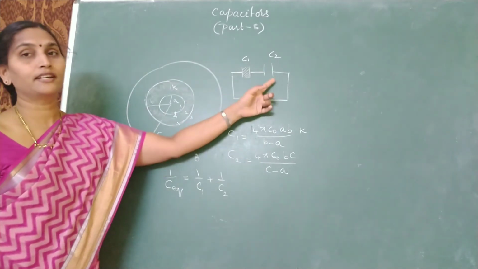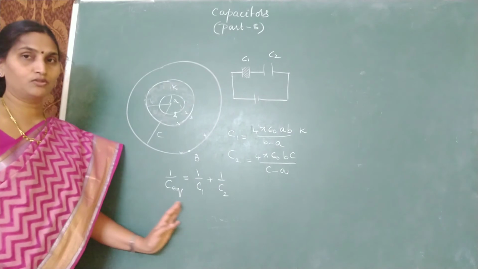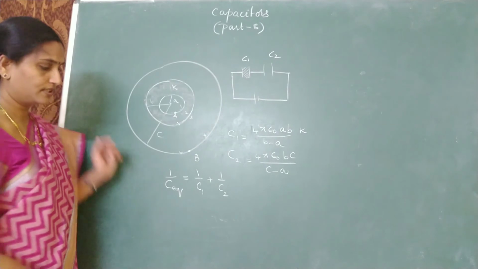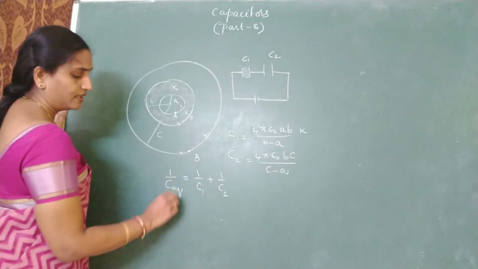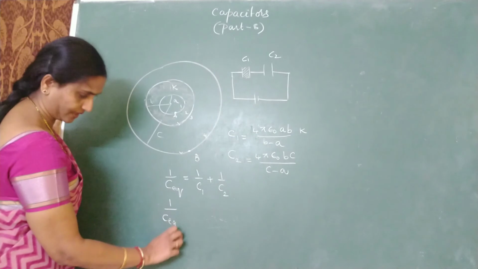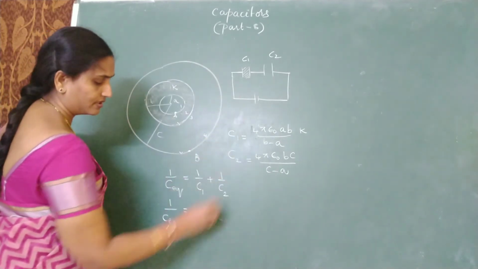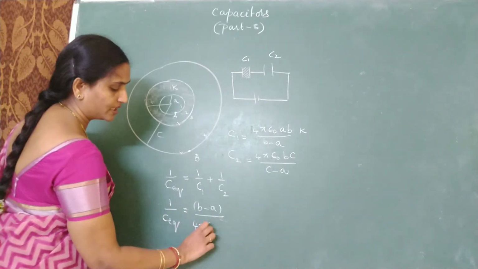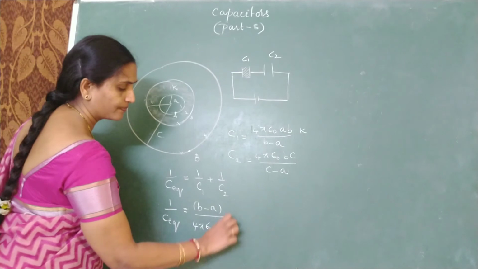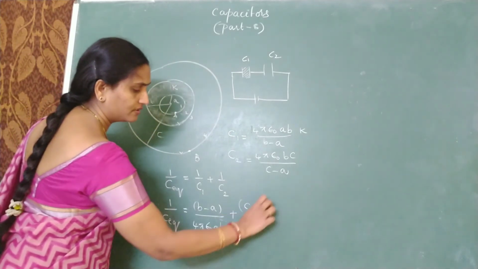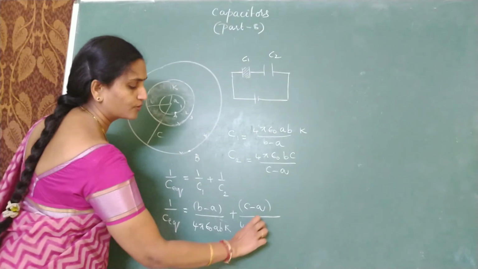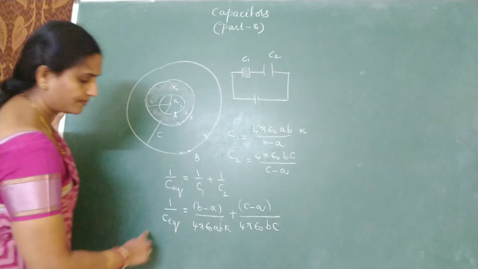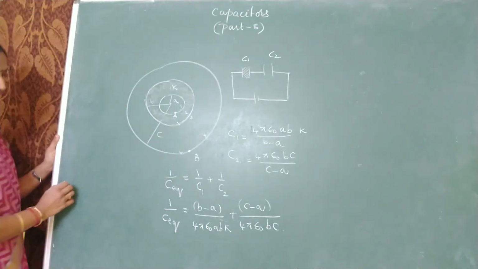How are the two capacitors connected? In series. If they are in series, we know how to find the equivalent capacitance. So you can put the values and then find the equivalent capacitance. Find out what should be the answer. 1 by C equivalent will be 1 by C1. Reverse the fraction: B minus A by 4 pi epsilon naught AB into K, plus C minus A divided by 4 pi epsilon naught B into C. Take LCM. Here I will write it.